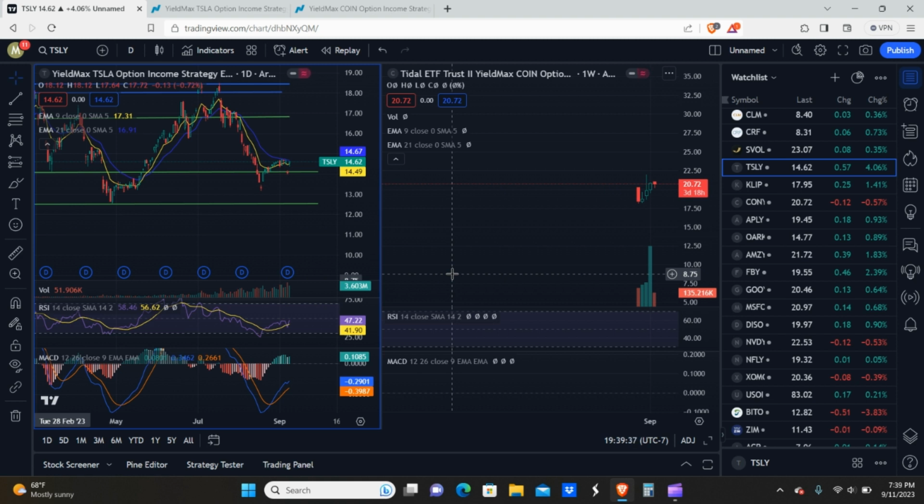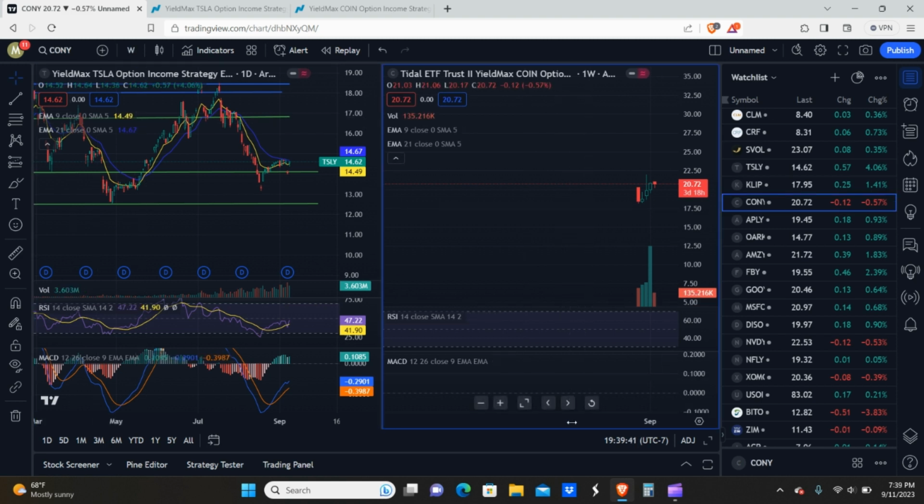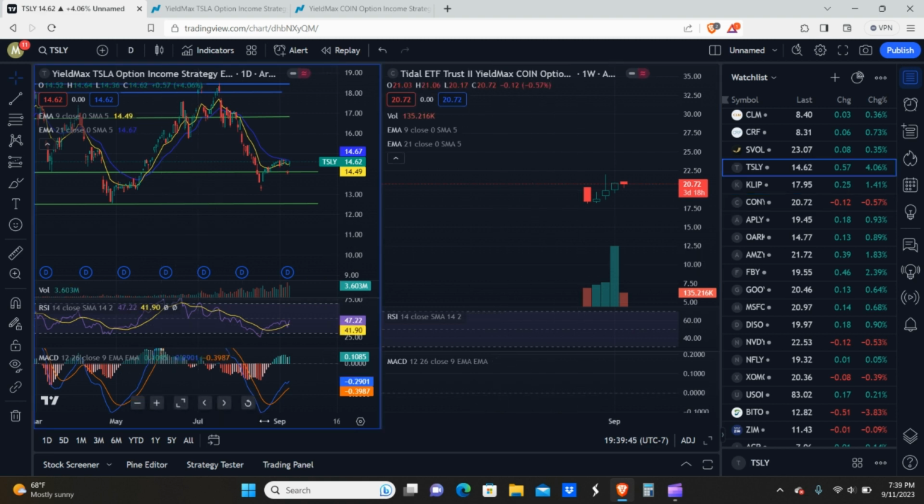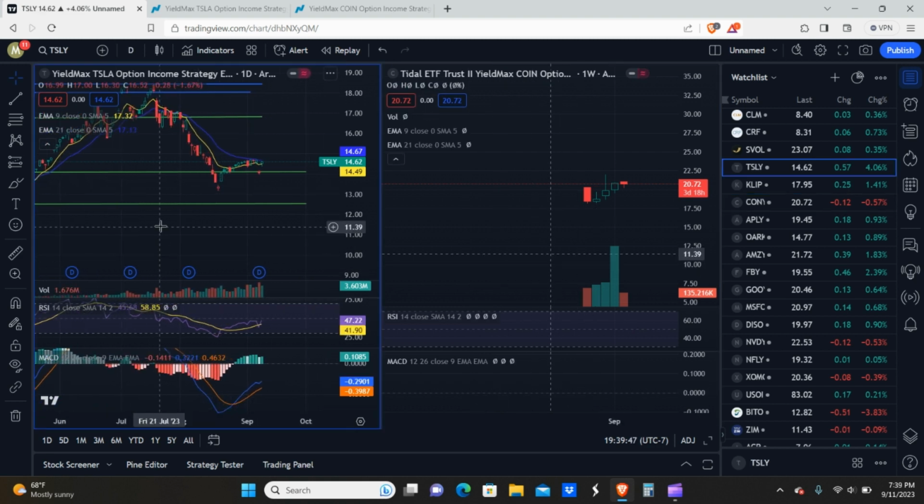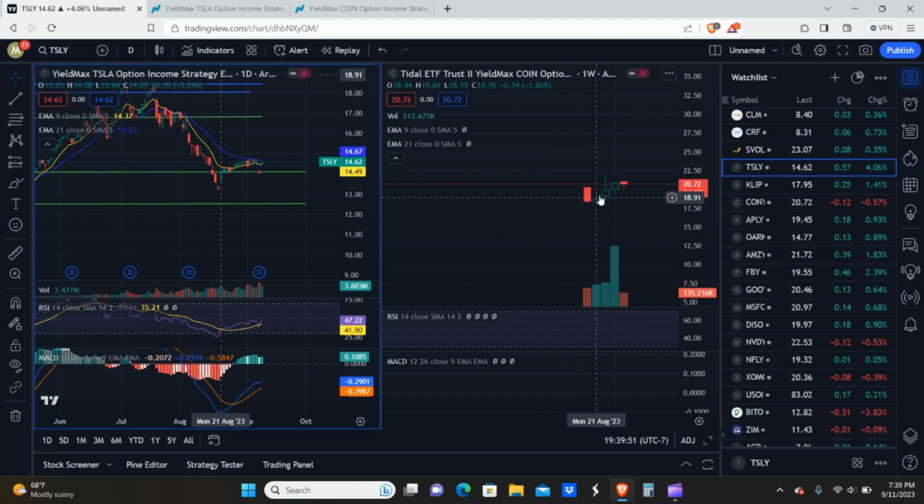Let's get it. So the first thing I want to bring up is the YieldMax charts on both TSLY and CONY. As you guys can see, I have TSLY on the left, CONY on the right. CONY has been moving up, which is kind of odd because Bitcoin hasn't really been doing much of anything. So I find that to be a bit curious. I think it's probably investors buying into this thing before the dividend payment.